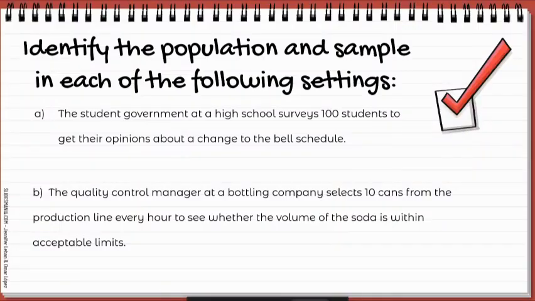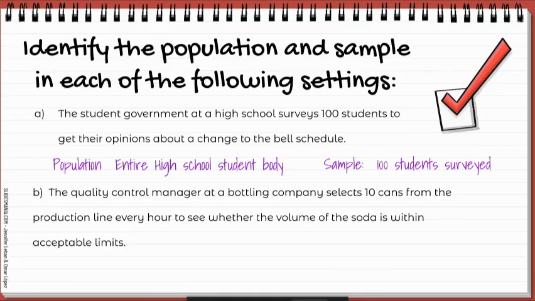So we need to identify the population and sample of each of the following. Example 1. The student government at a high school surveys 100 students to get their opinions about a change to the bell schedule. So let's find the population. Population is the entire high school student body. And the sample is the 100 students surveyed. So you take 100 students out of the entire population.